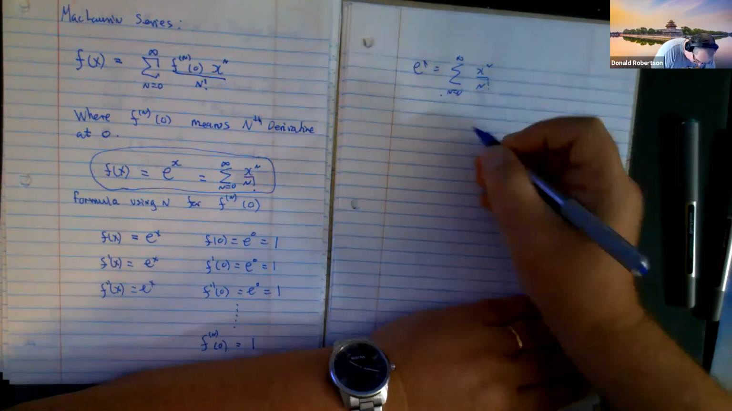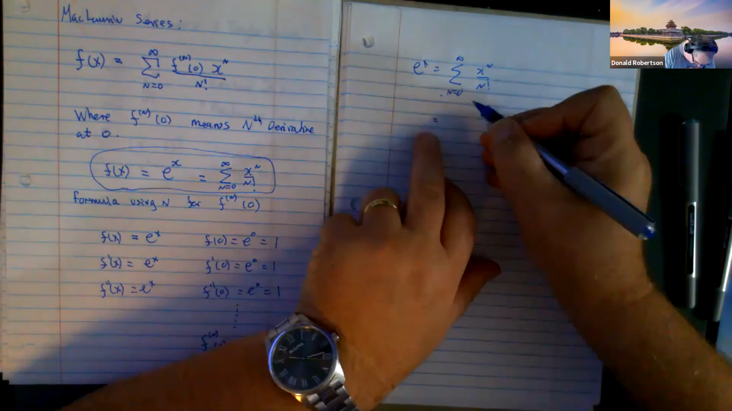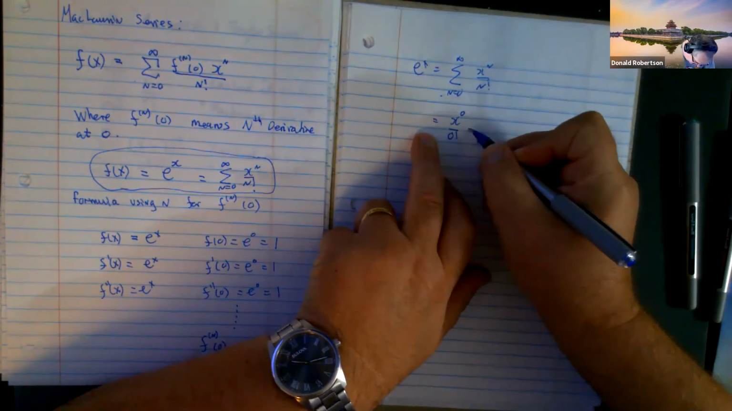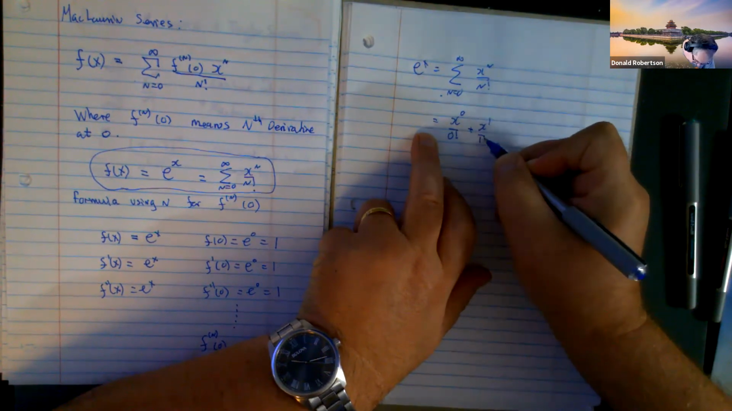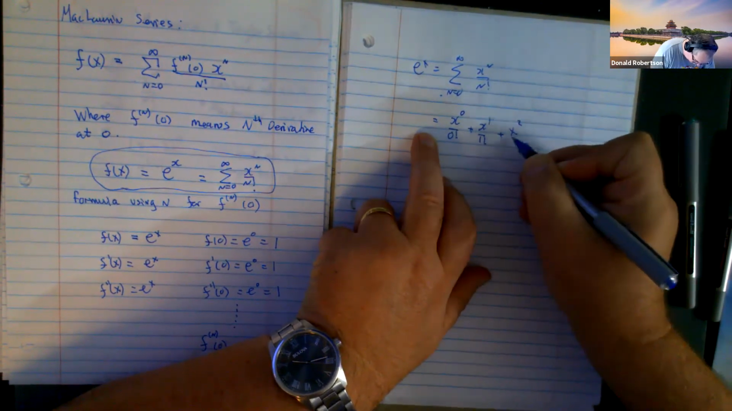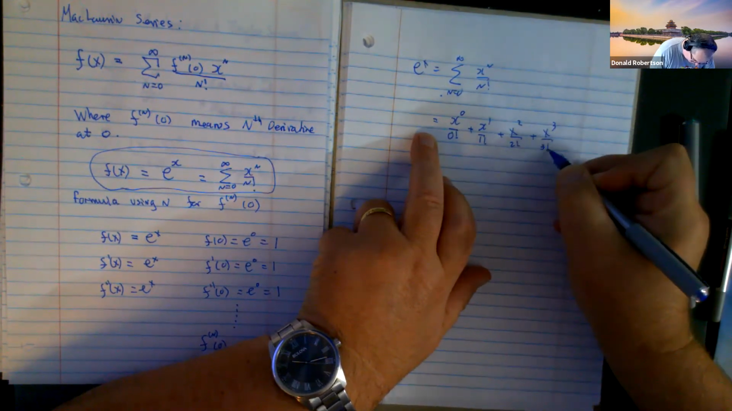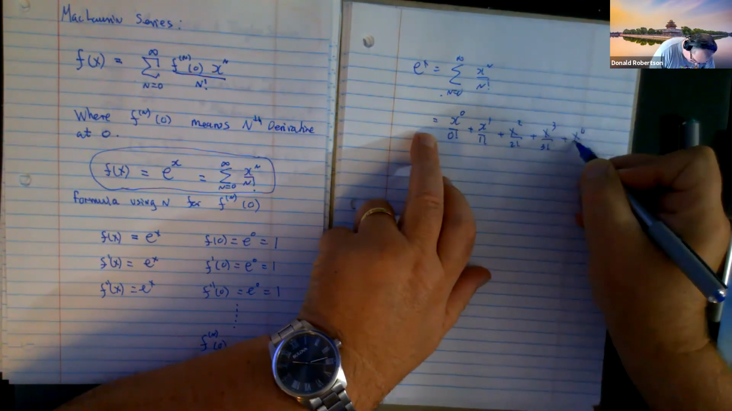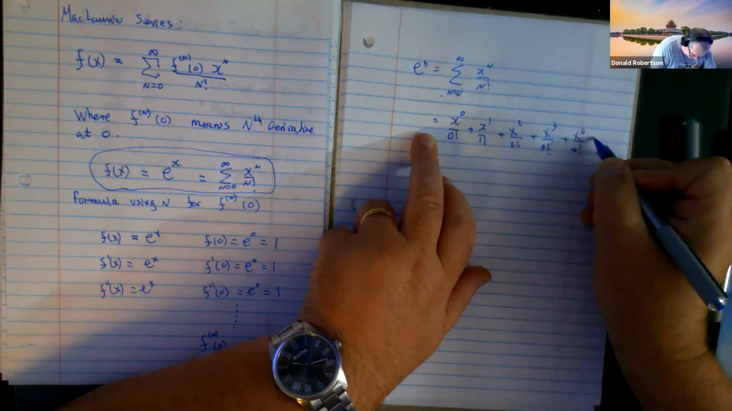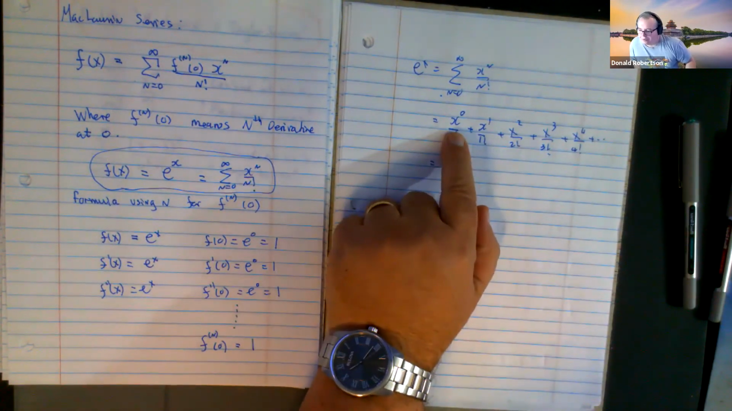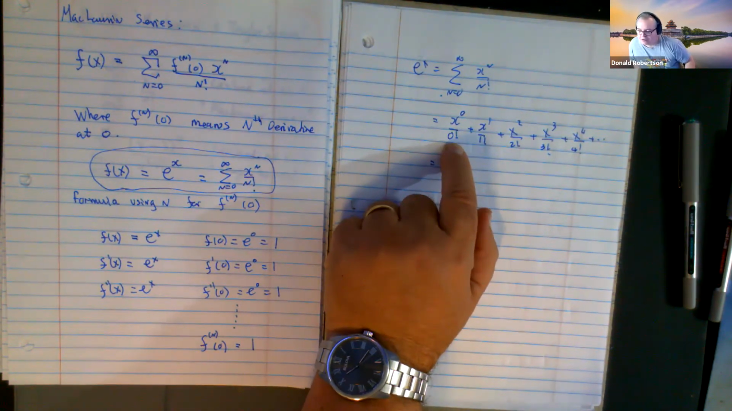So I'm going to write down: when n is 0, you get x to the 0 over 0 factorial. Then you get x to the 1 over 1 factorial. Then you get x squared over 2 factorial. Then you get x cubed over 3 factorial, and so on forever, right? Okay, a couple of weird ones. x to the 0 is the number 1. That's not too weird. 0 factorial looks like it should be 0.